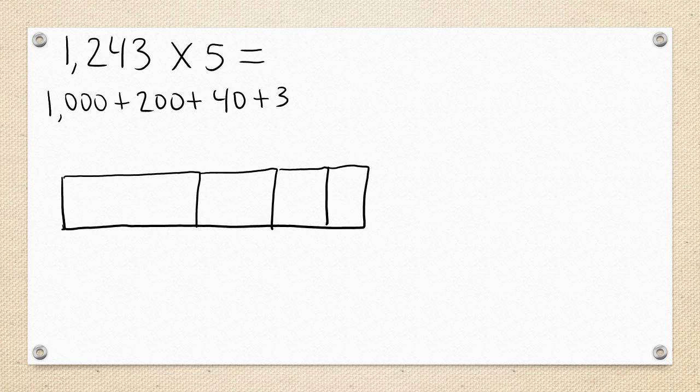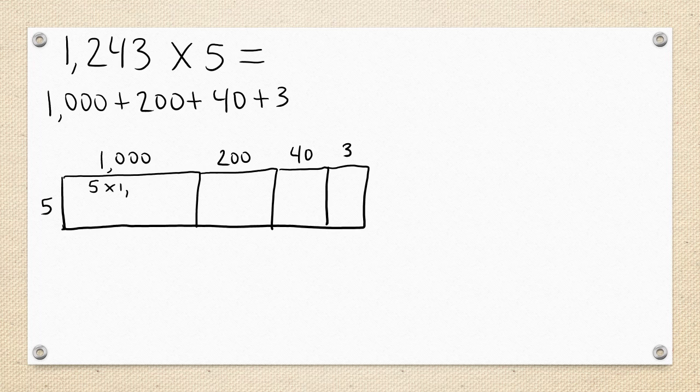Once you've closed all your boxes, then you're ready to write the value of each digit of the expanded factor above each box. 1,000 on top of the first box, 200 on top of the second box, 40 on top of the third box, and 3 on top of the fourth box. After that, I need to write the other factor of our original problem on the left. And now I'm ready to start multiplying.